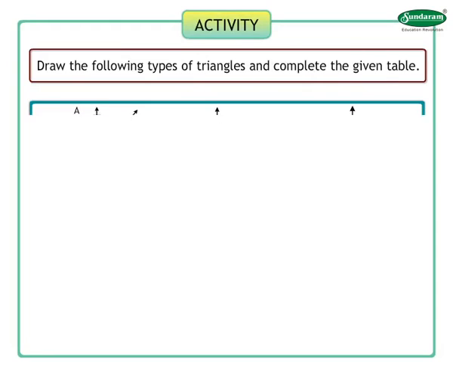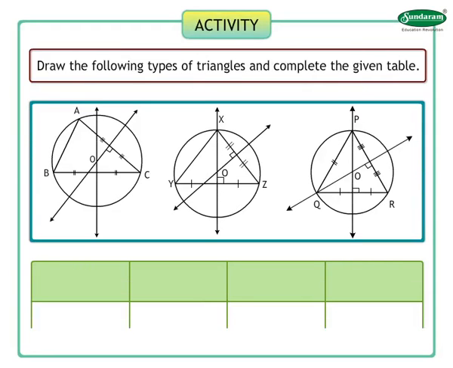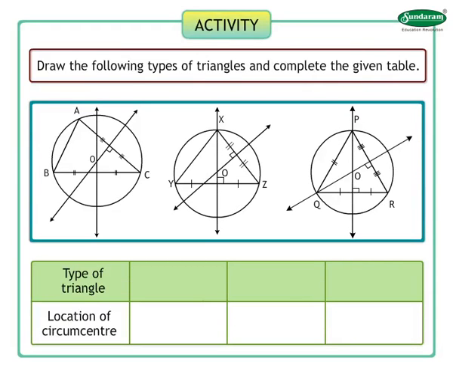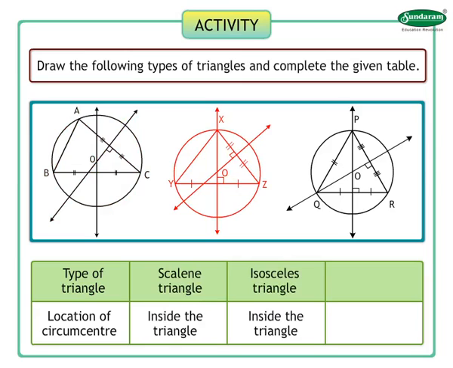Draw the following types of triangles and complete the given table. Answer. In the scalene triangle, the circumcenter is located inside the triangle. In the isosceles triangle, the circumcenter is inside the triangle. In the equilateral triangle, the circumcenter is inside the triangle. Now let's see how to construct the incircle of a triangle.